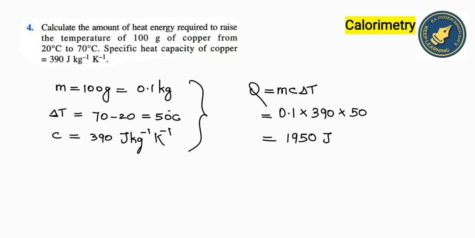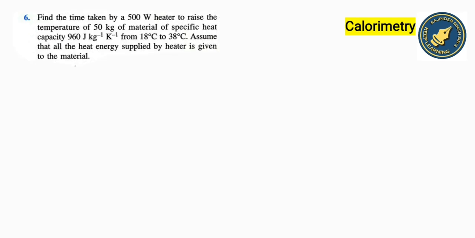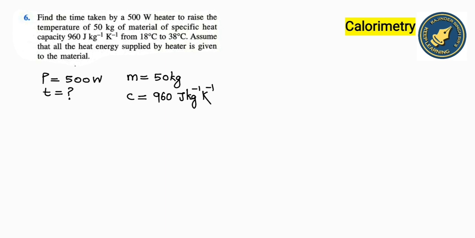Next question. Question number 6. Find the time taken by a 500 watt heater. So power is given to you, 500 watts. Time is asked, small t is for time. That is the question. 50 kg of material, so mass is 50 kg. Specific heat capacity is given. Delta T is from 18 degrees Celsius to 38, so change in temperature is 20 degrees Celsius.